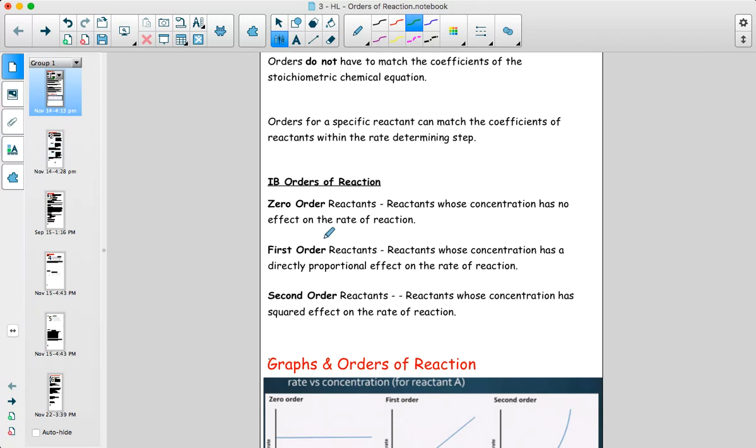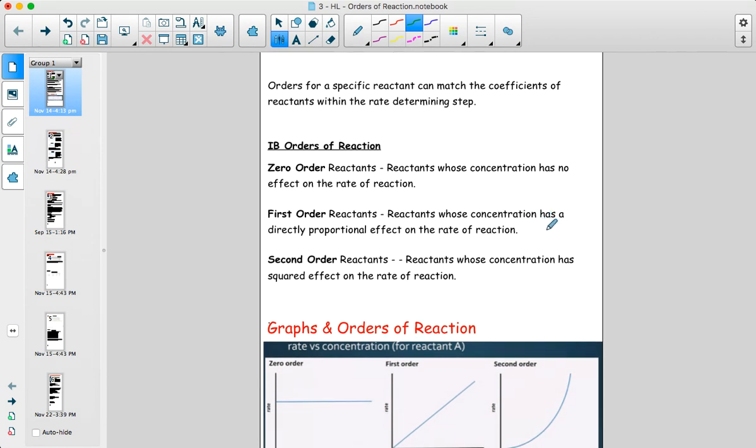So there are three basic types of reactants that we're going to worry about. There are zero order, first order, and second order reactants. Zero order reactants are reactants whose concentration has no effect on the rate of a chemical reaction. I know that seems unlikely or illogical based on a simple consideration of collision theory, but we're going to look at how they might be involved in the reaction mechanism, and we'll see that this is actually quite possible.